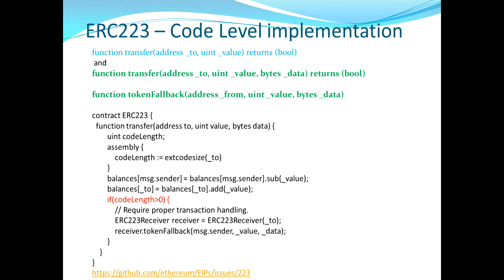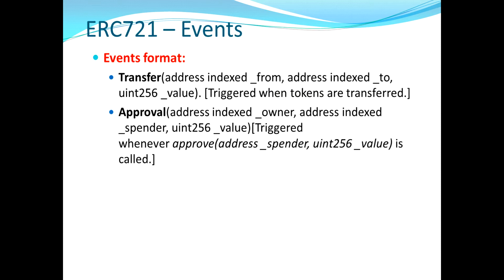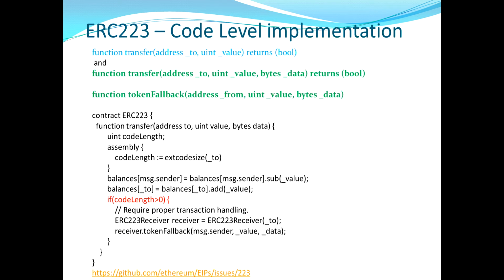From the code-level implementation, you can see the function in light blue color; this is the ERC20 implementation, and what is being proposed now. In ERC20 we had two arguments: the address to whom we want to send, and the value. But now in ERC223 we have three: to whom we want to send, how much we want to send, and some data. That data is going to be used by the token fallback function. Below that, in black color, you can see how the implementation would look.